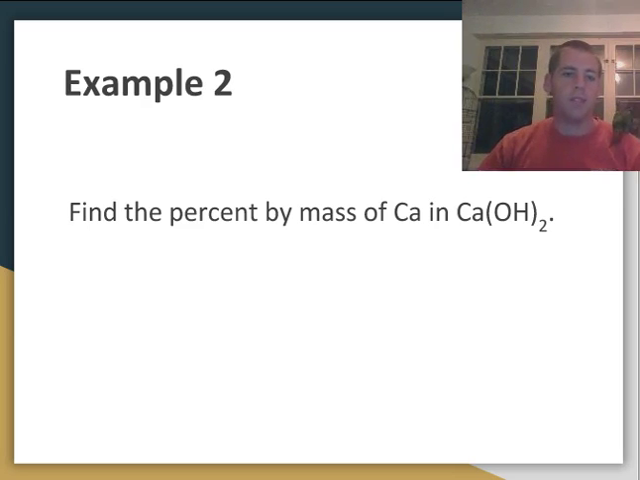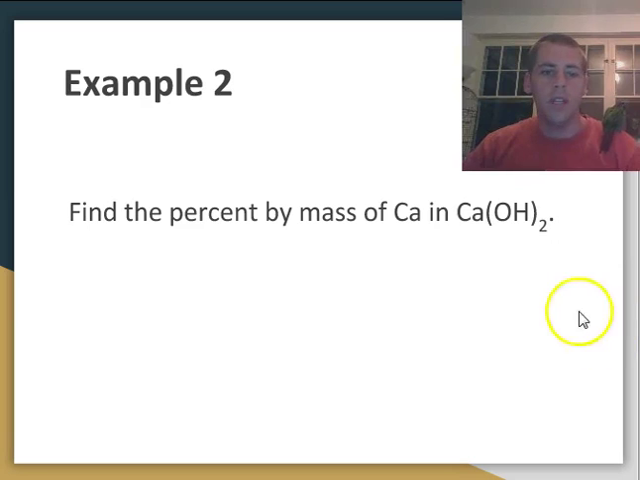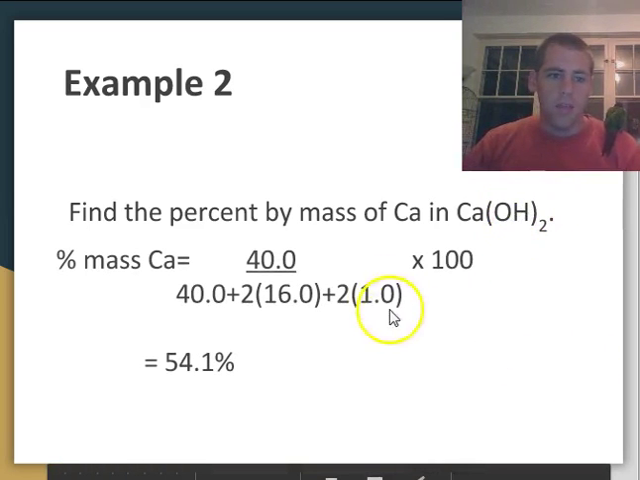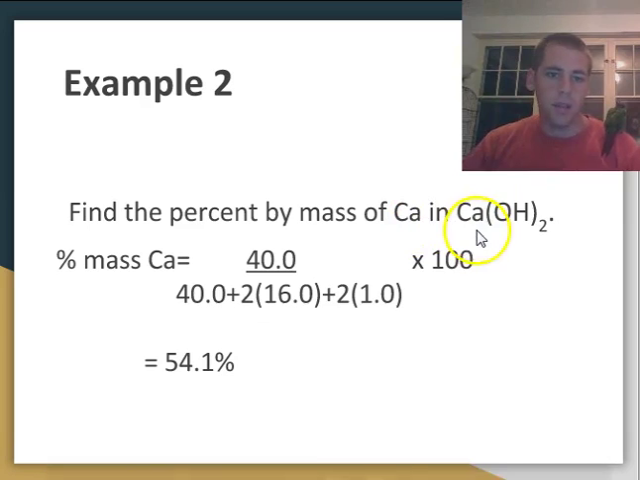So how would you find the percent mass of calcium in calcium hydroxide? You would need to know what's the mass of the calcium, and then what's the mass of the whole thing, the calcium hydroxide. So just like we did in the other one, the mass of the calcium, there's only 1 calcium in the formula, and so it's just 40. That's from the periodic table. And then the molar mass of the whole thing comes out to 54%.